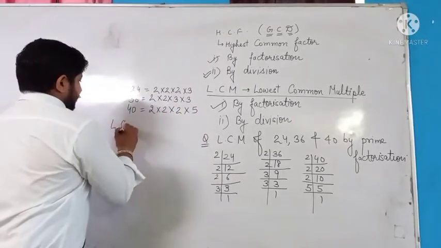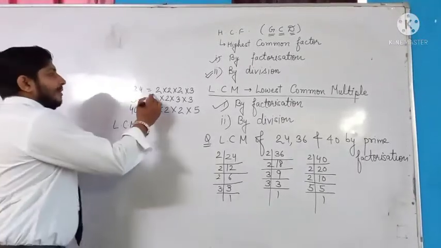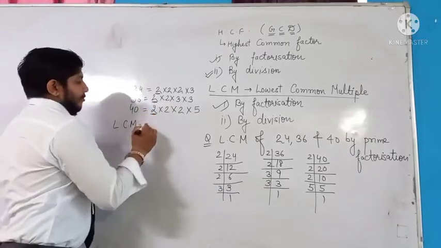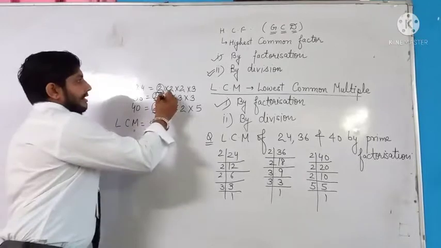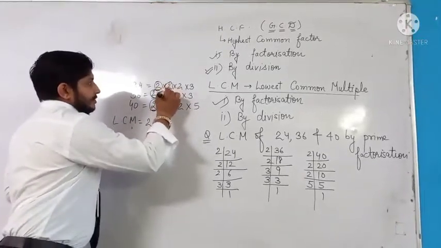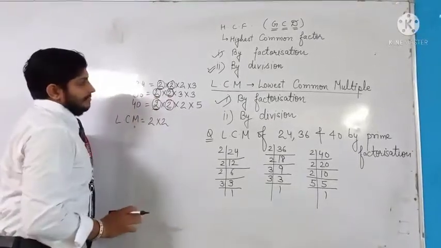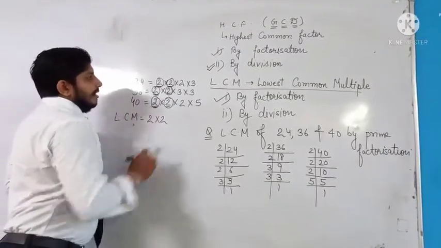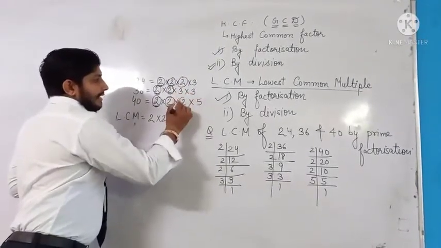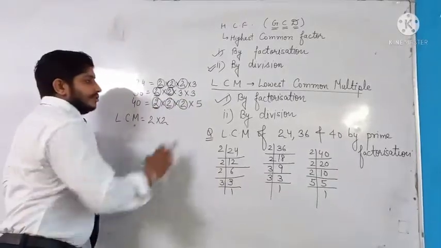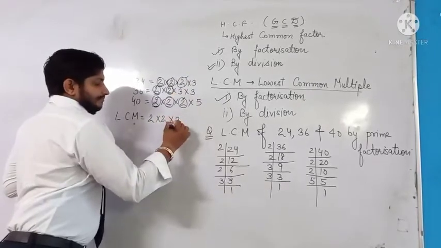Then we write the LCM of 24, 36 and 40. That common digit we write one time. Means from here we write 2. Next, from these two, the 2s we write one time in multiplication. Then here there are 2s, in the second term there is no 2, and in the prime factors of 40 there is also 2. From these we write only one 2.